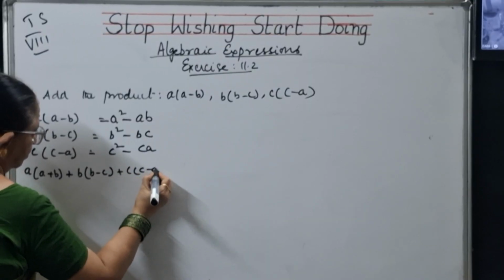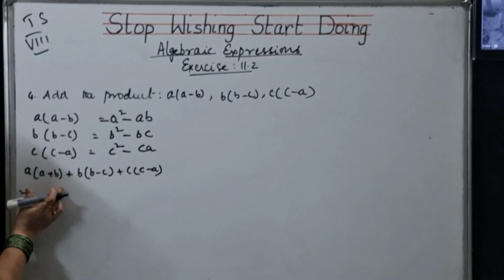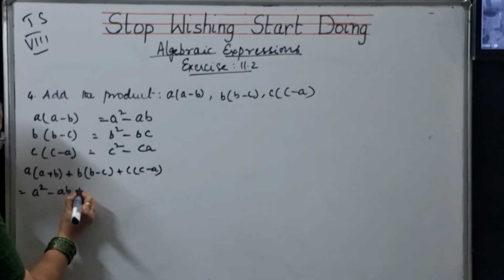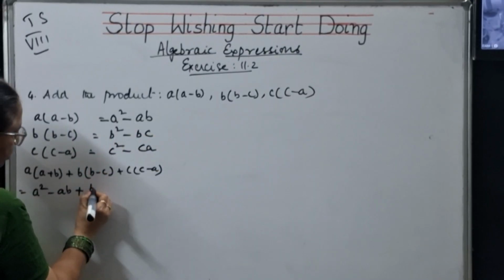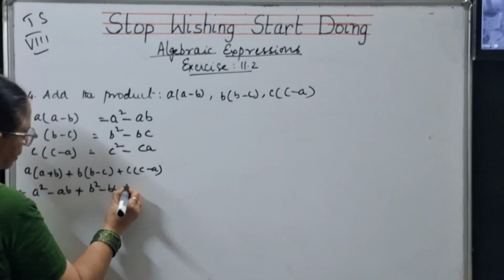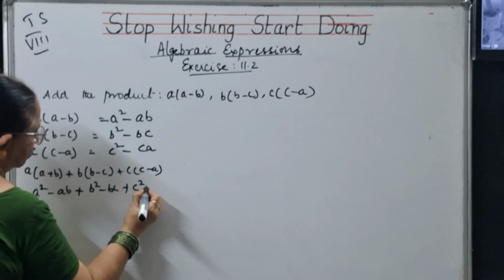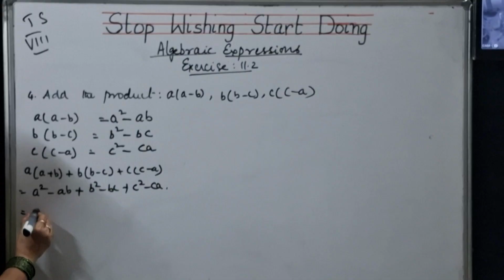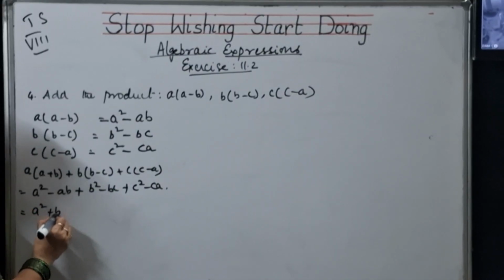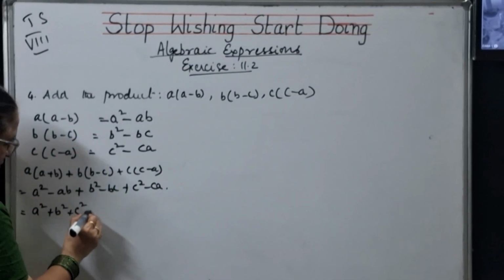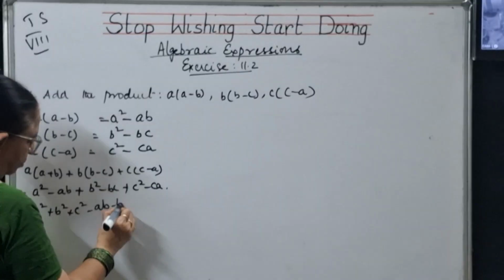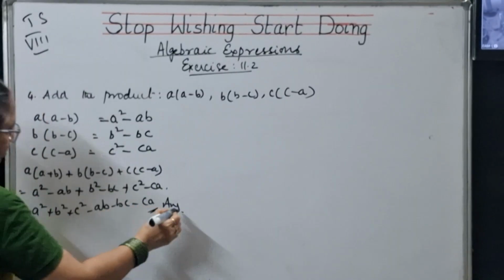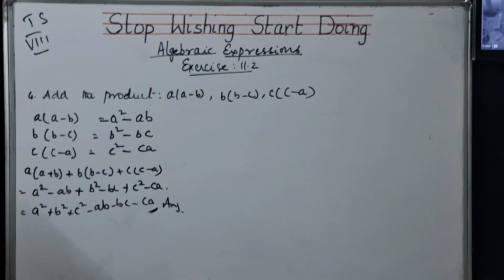Now we need to add A into A minus B plus B into B minus C plus C into C minus A. This is equal to A square minus AB plus B square minus BC plus C square minus CA. If you put it in an order, A square plus B square plus C square minus AB minus BC minus CA is the answer for this problem, children.